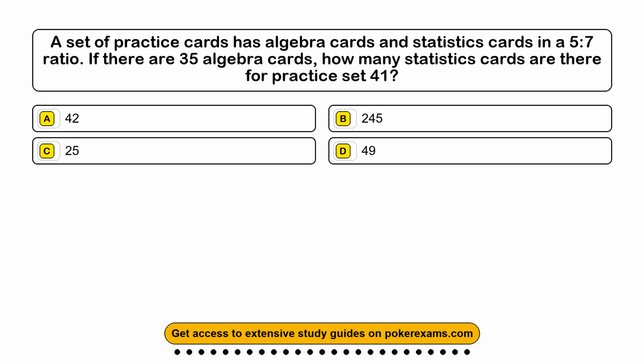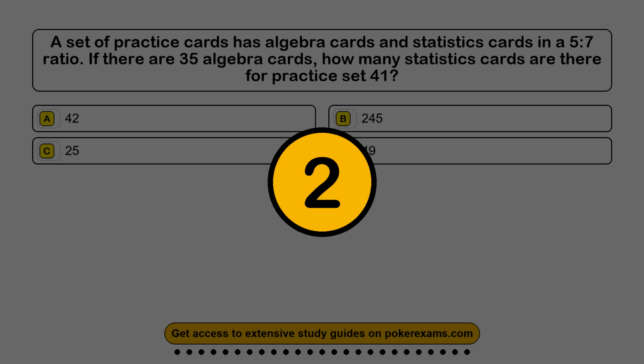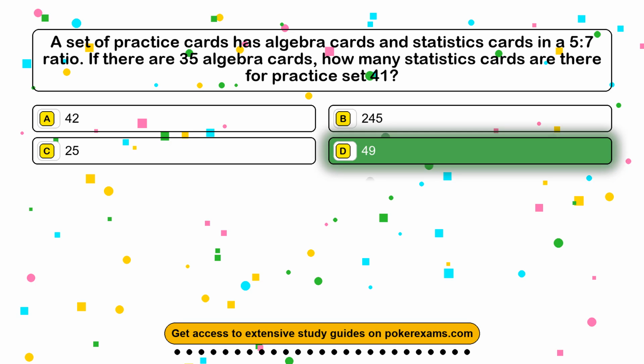Question 4. A set of practice cards has algebra cards and statistics cards in a 5:7 ratio. If there are 35 algebra cards, how many statistics cards are there for practice set 41? Option A 42. Option B 245. Option C 25. Option D 49. The correct answer is option D, 49.